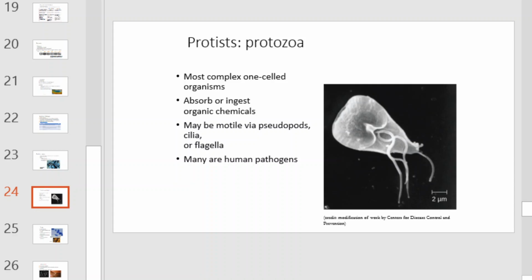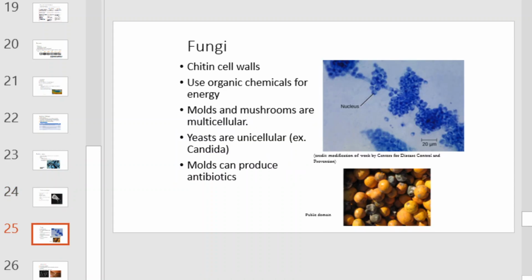The protozoa are also protists. The protozoa are sometimes referred to as animal-like protists. These are the most complex one-celled organisms that exist on the planet. They are not considered animals because they are single-celled. They can absorb or ingest organic materials in a manner similar to an animal, but because of their unicellularity, they are excluded from the kingdom Animalia. They may be motile via pseudopods, cilia, or flagella, and many are human pathogens.